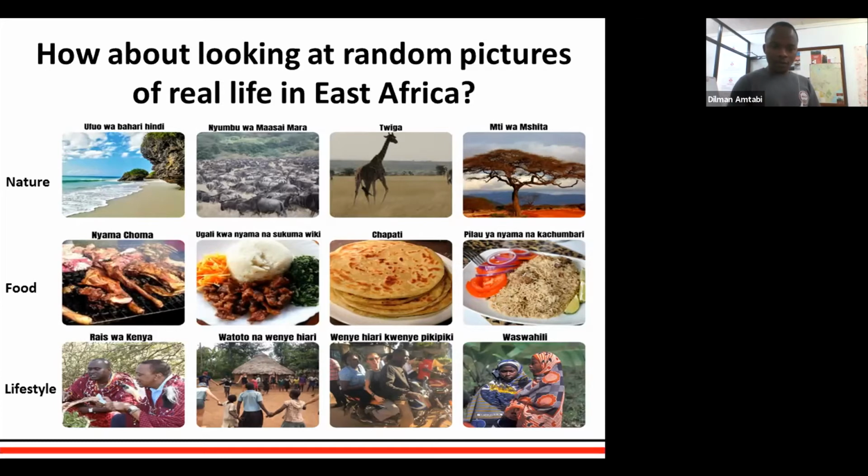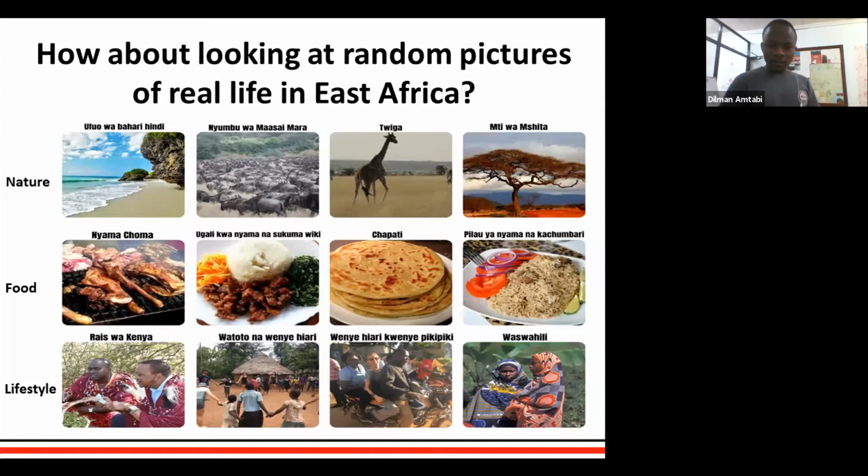So for example, the first part is Rais wa Kenya. Rais wa Kenya means the president of Kenya. You can see the picture of the president of Kenya. He was eating nyama choma somewhere with the Masai in Masai Mara.